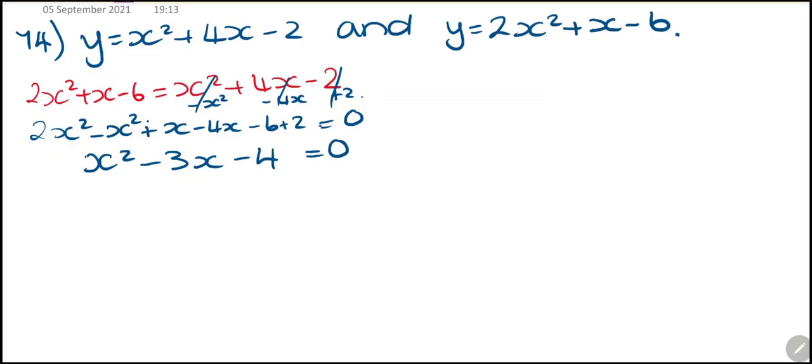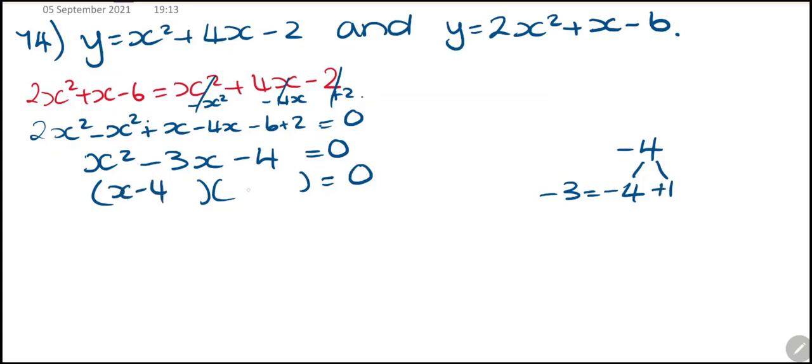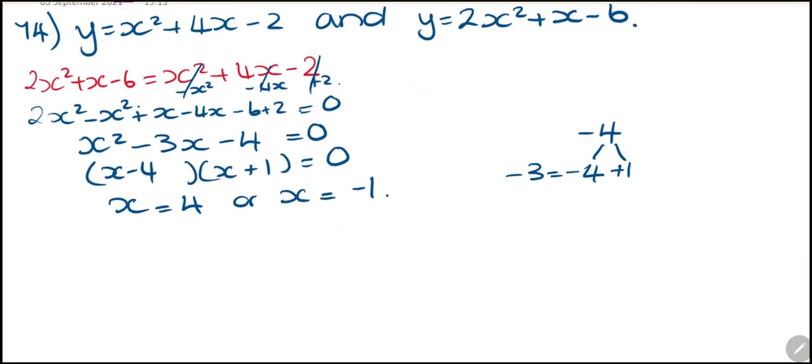And if we look for factors of minus 4 that give us a difference of minus 3, this is going to be minus 4 and plus 1. So x minus 4, x plus 1. So x is equal to 4, or x is equal to minus 1. Now we need to find the y values. So to do that, we're going to substitute these values in to find y.